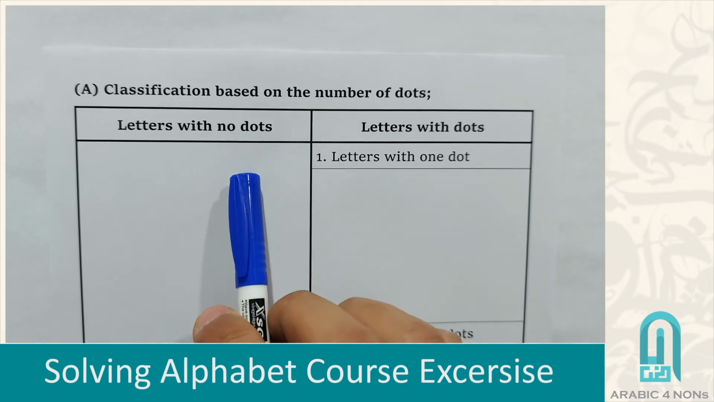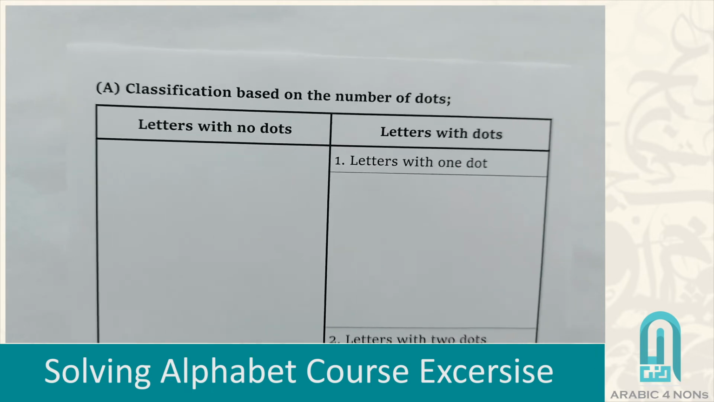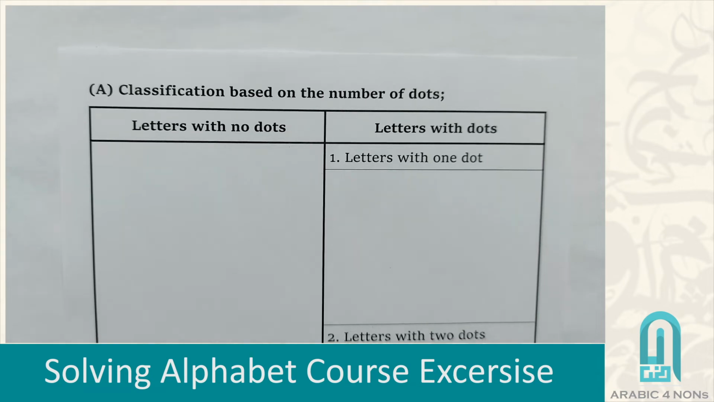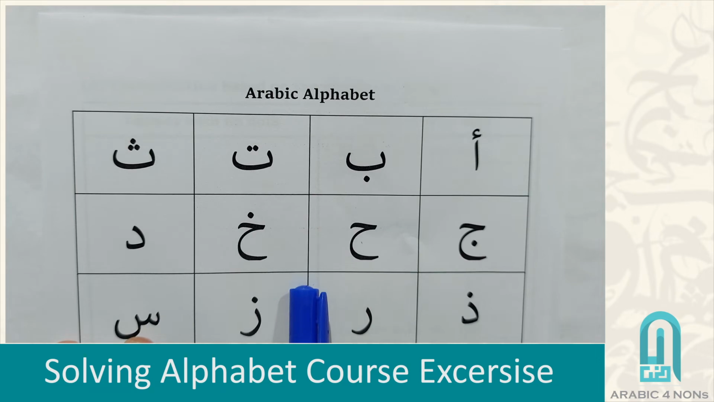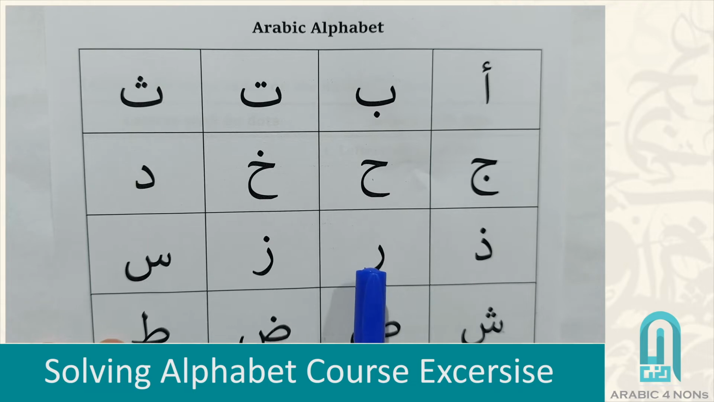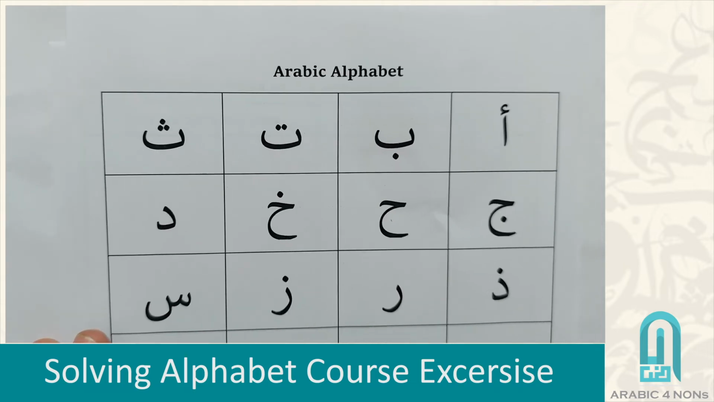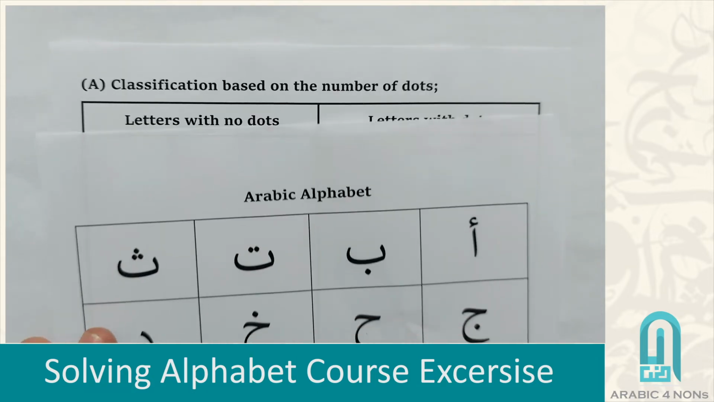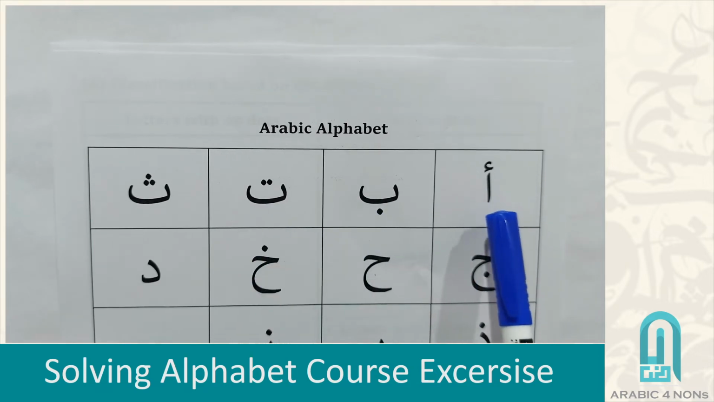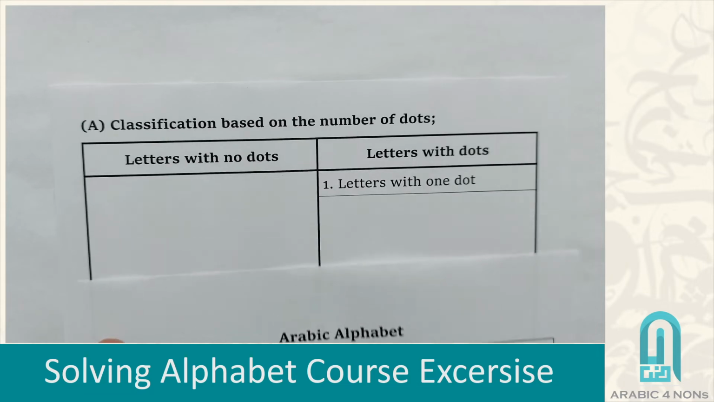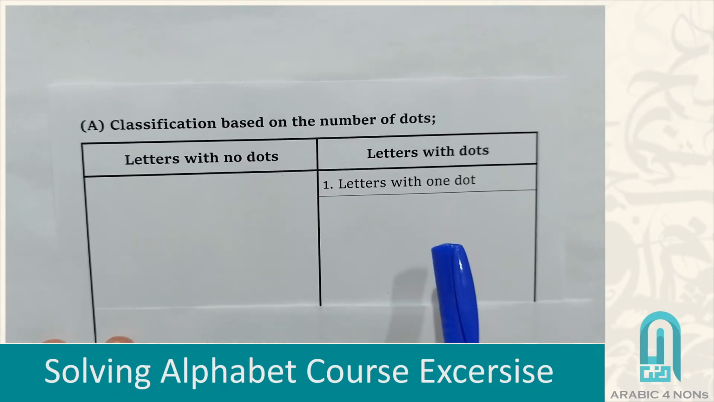Okay, here is the first classification. I printed it out so that we will fill it together. For that, I printed out this page from the PDF of the first course. You can see the link in the video description. This page contains all the Arabic alphabet, so I will keep it in front of me while filling this table. The process is I will go through the Arabic alphabet one after the other, and I will see whether this one will be at the left column or the right column. So let's start with the first letter.